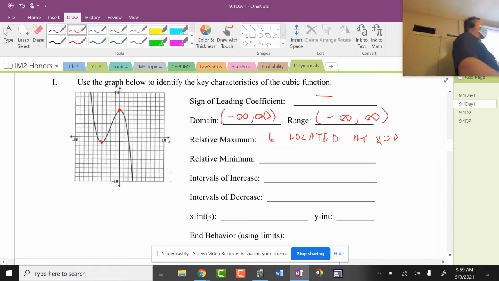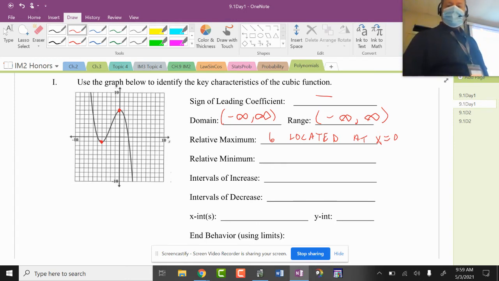So the maximum's not 0. All right, that's the x coordinate where it's located. 0, 6. 6 is the maximum when 0 is plugged in for x. So located at x equals 0. Input, say it. Output, it's an input output answer. The minimum is -1 located at x equals -4.